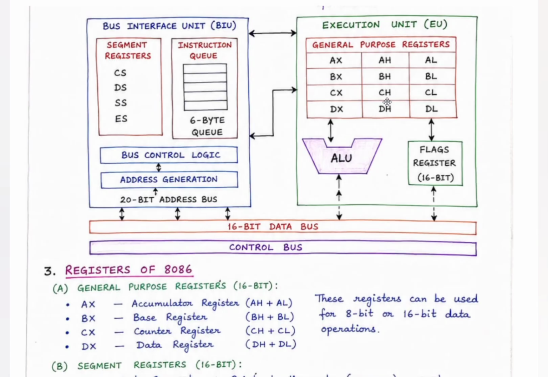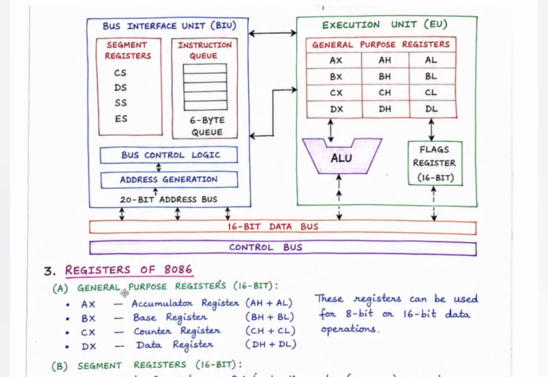And next, the EU. The EU has general purpose registers, AX, BX, DX, CX, like that. These are the general purpose registers. And the ALU. And next, the flag register. This is also a 16-bit register. I will tell you about these registers briefly in another video. First of all, let's discuss the registers of 8086.